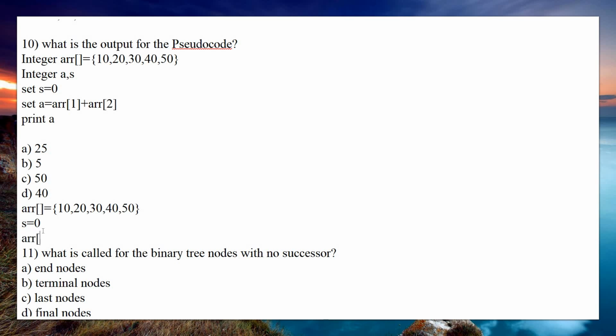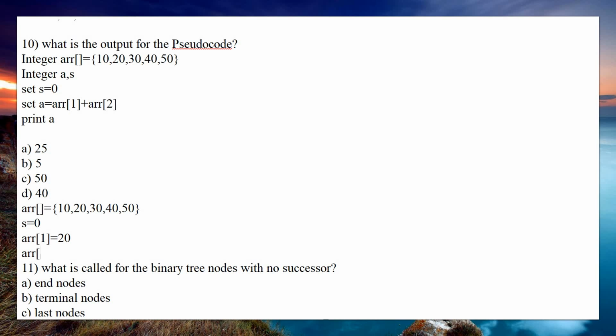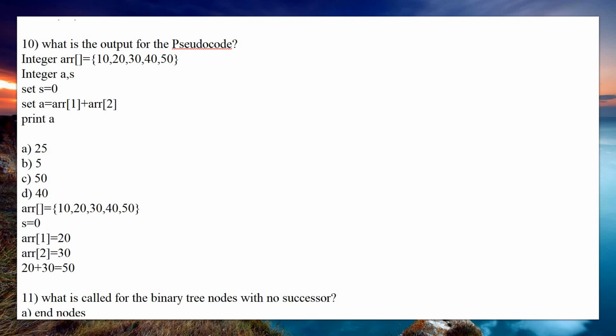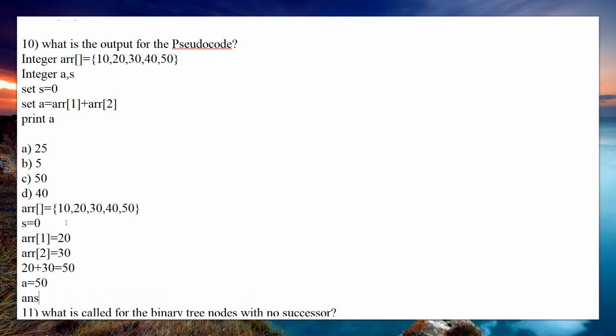So what is the arr of 1 element? It is 20, and arr of 2 element is 30. So you are adding both, 20 plus 30, which is equal to 50. This value is stored in a, so a will be 50. Now when it tells you to print a, you print the result as 50. So the answer for this code snippet is option C, which is 50, the correct answer for this question.